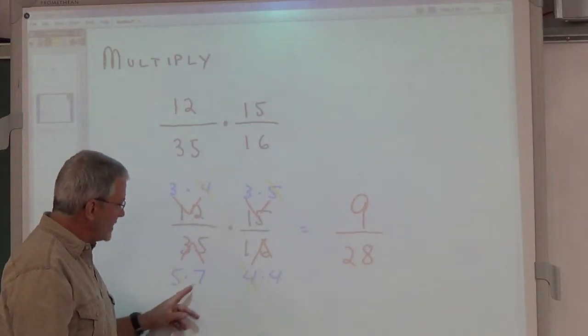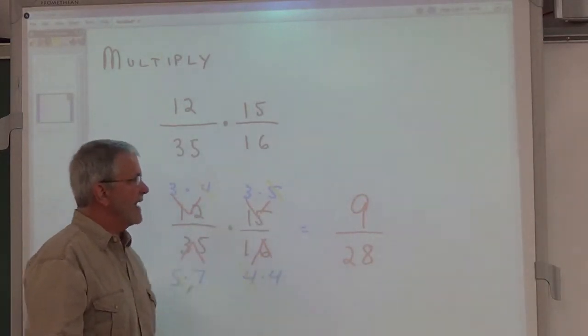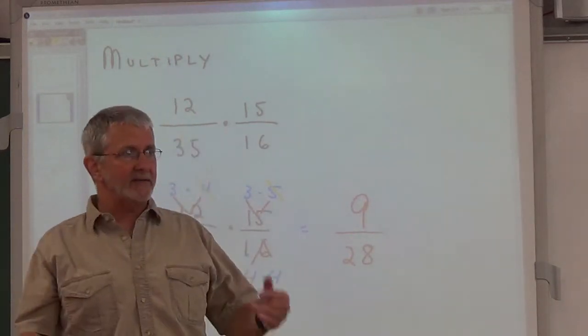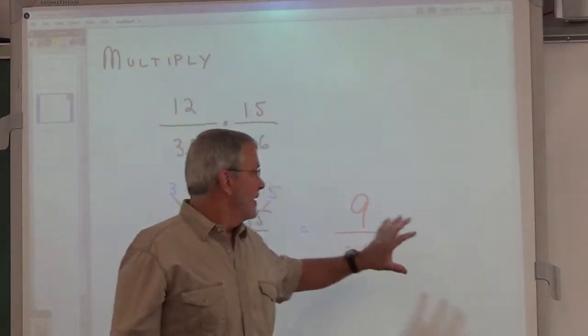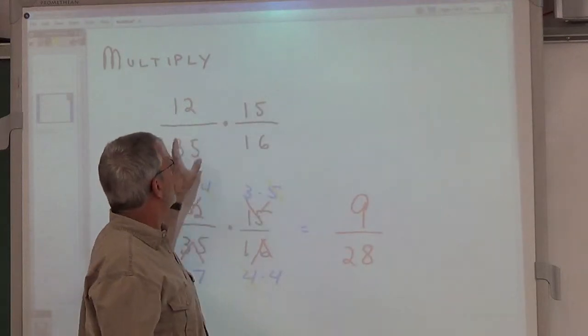I have 1 times 7 times 1 times 4. 7 times 4 is 28. 9 over 28. And if you do it this way, if you factor and then cancel the like factors, the product will become simplified. Now, could you multiply 12 times 15, 35 times?